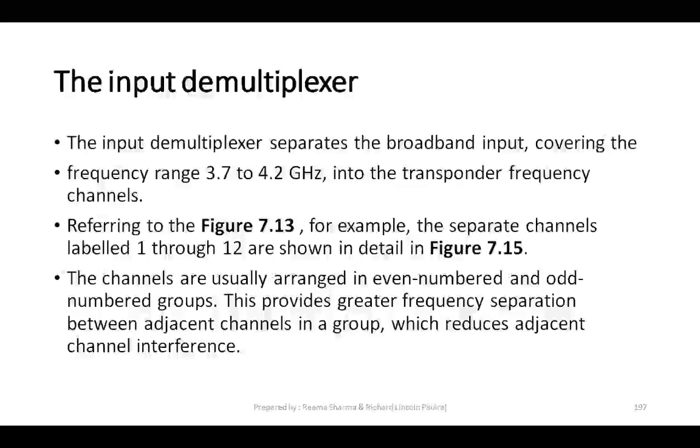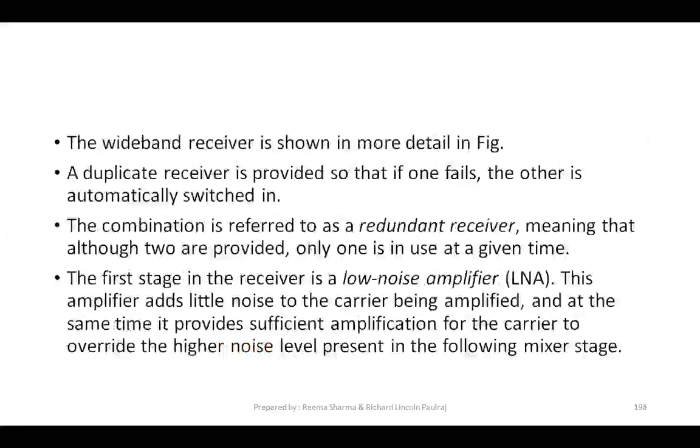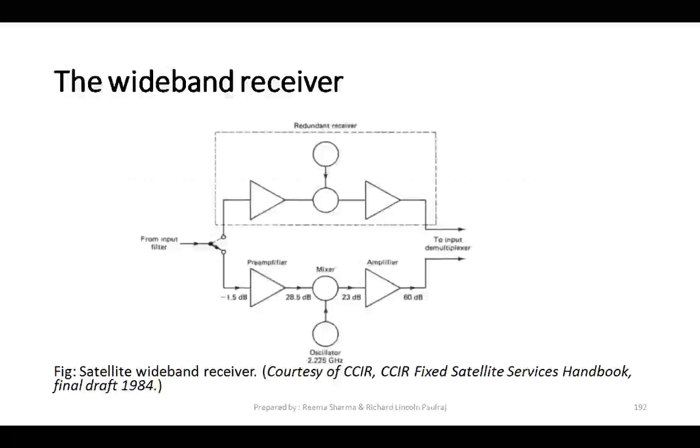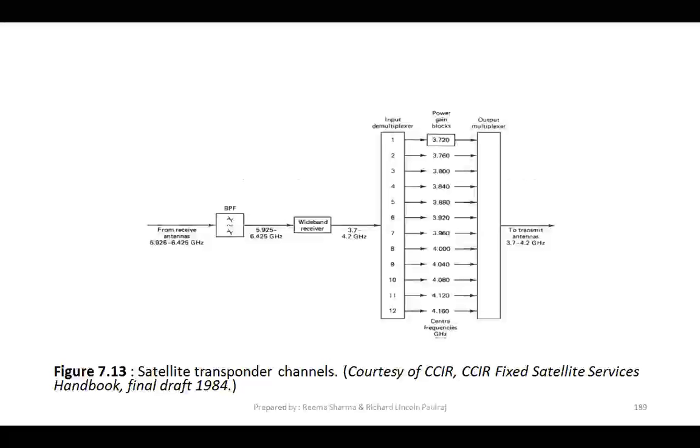Okay, yeah. So the input demultiplexer separates the broadband input covering the frequency range 3.7 to 4.2. So that's what we had. The range which is from 3.7 gigahertz to about 4.2 gigahertz. And we will just refer to the figure here, the previous figure, which actually mentioned about these ranges. So I will just show you these ranges is what we are talking about.